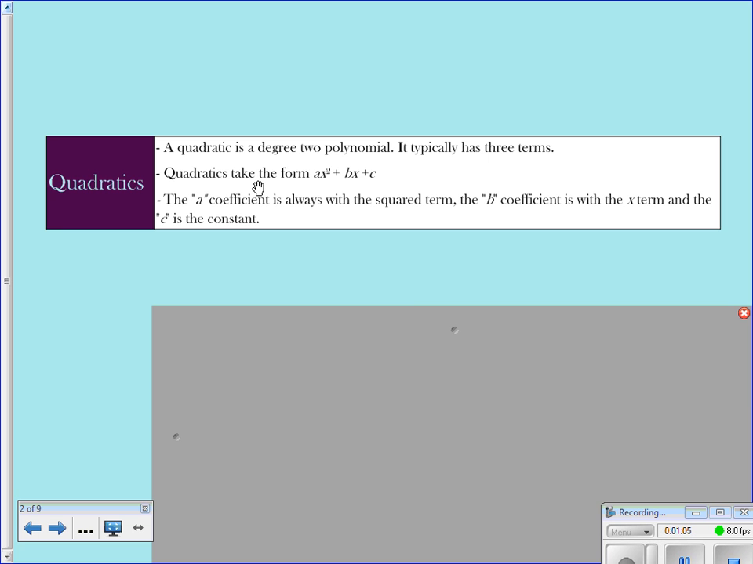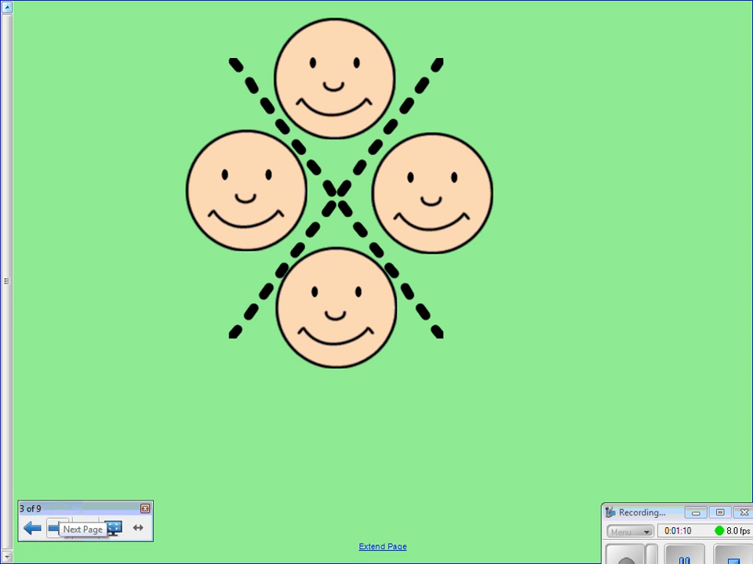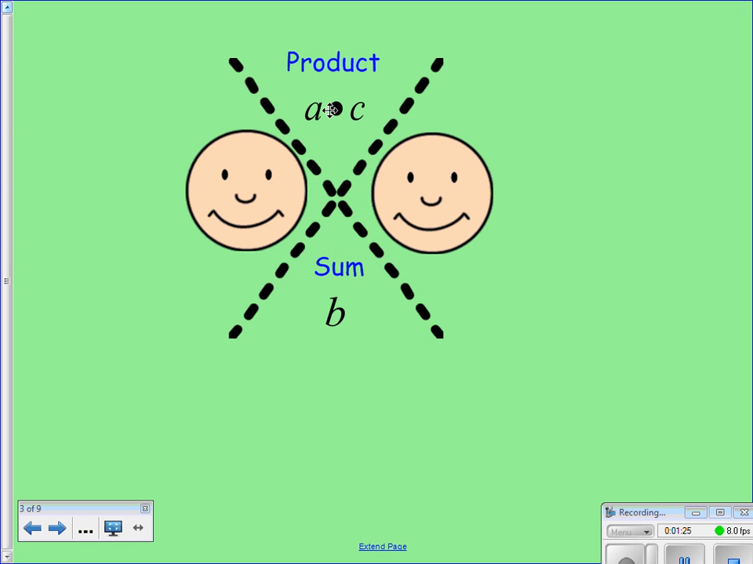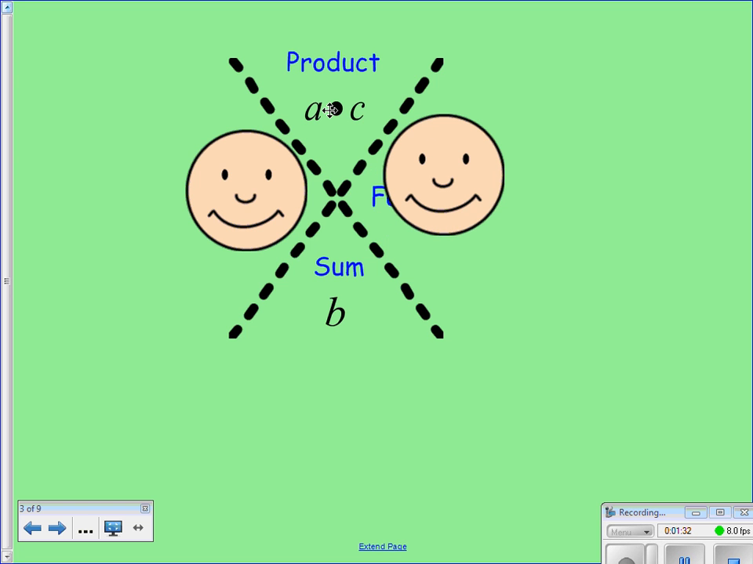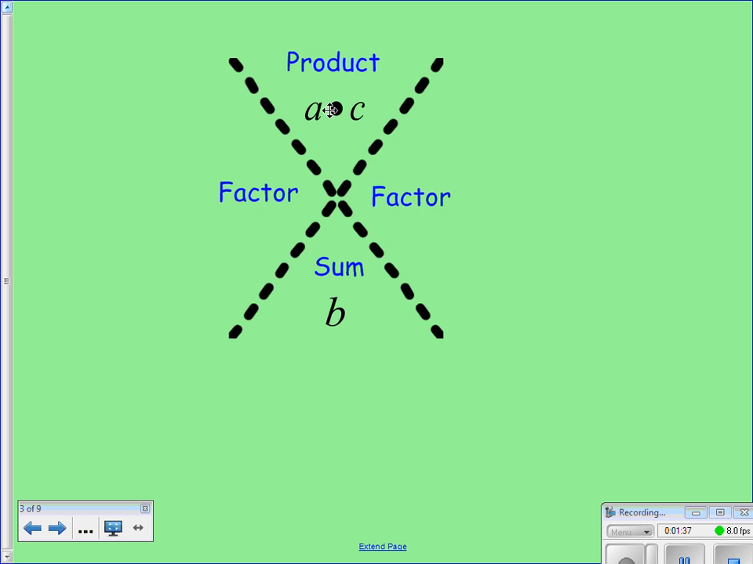So this is really important when we go into setting up this x. So here's what the x looks like. On the top is going to be what I call the product. And to find the product, we need to multiply a times c, so our constant times our coefficient with the squared term. On the bottom, we're going to have the sum. And the sum comes from our b term, so the term with the x. And then on either side, what we're going to be finding are the factors. So once we find the factors, we've completed the x.